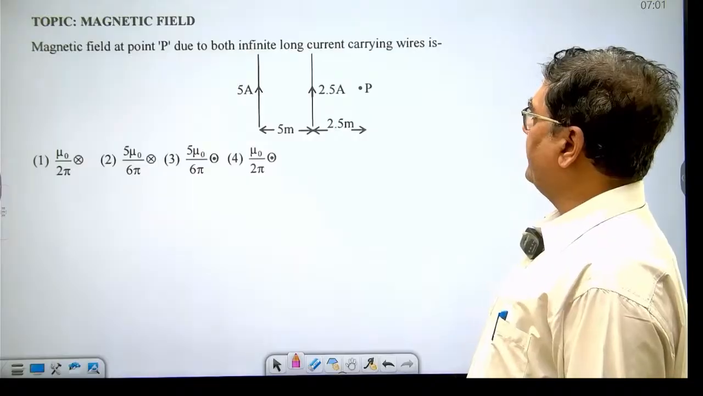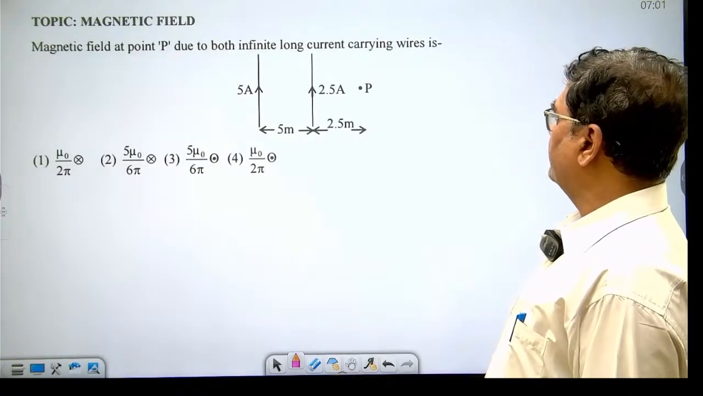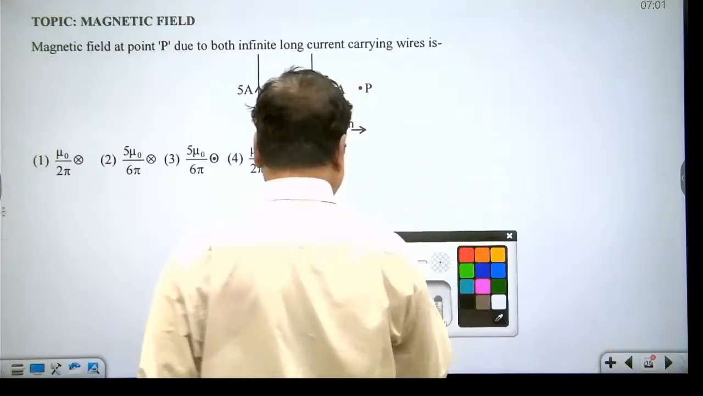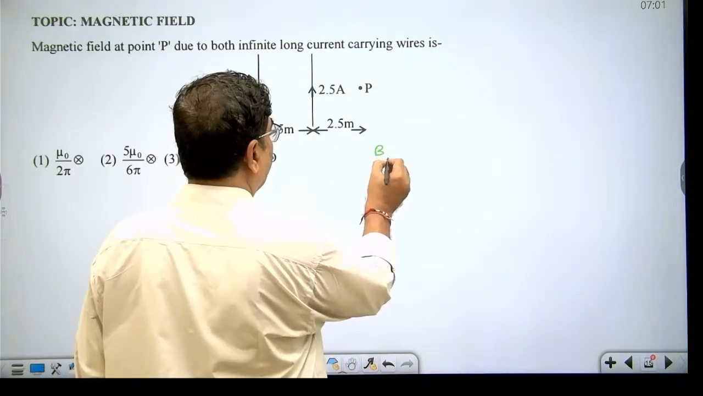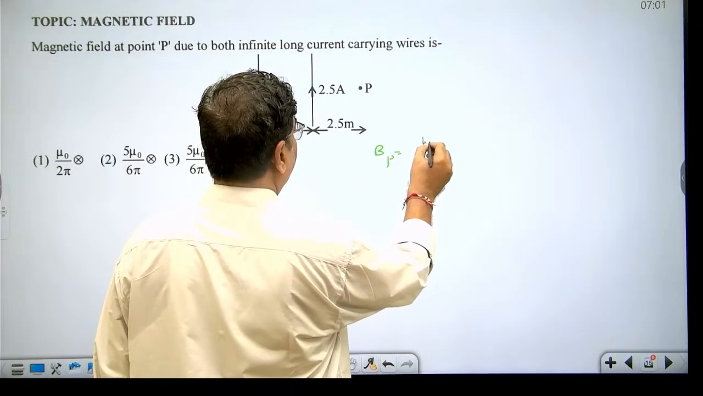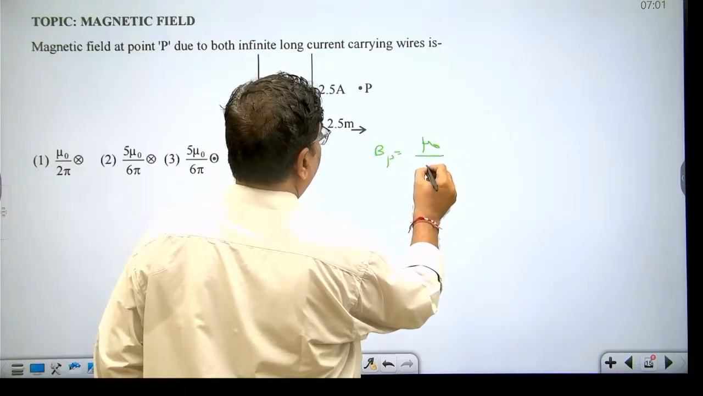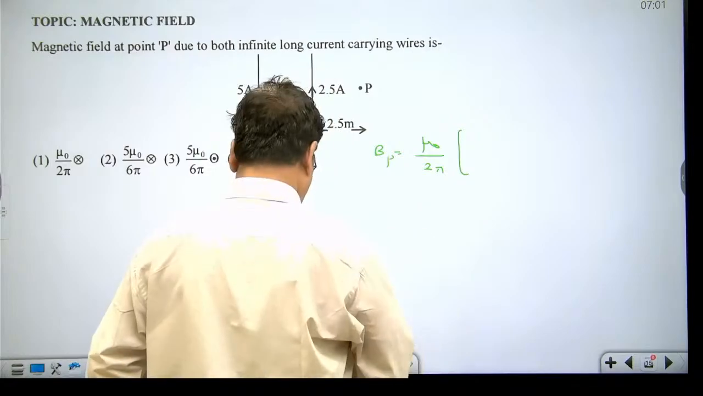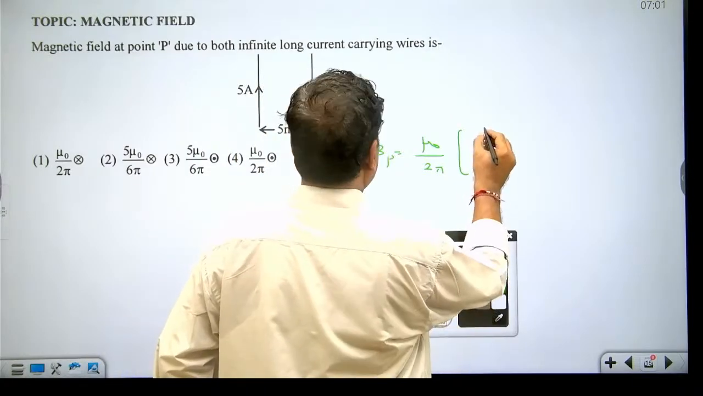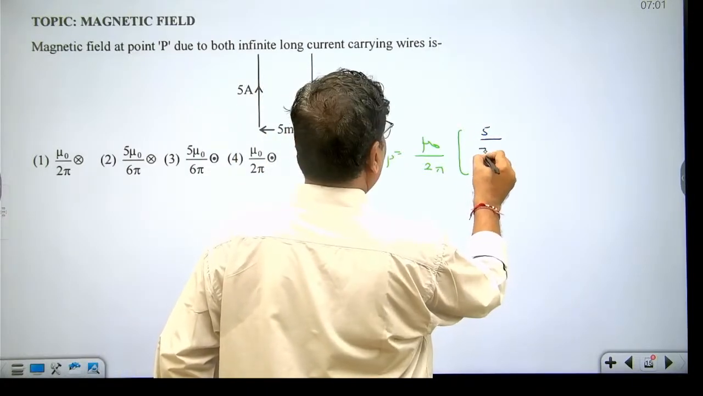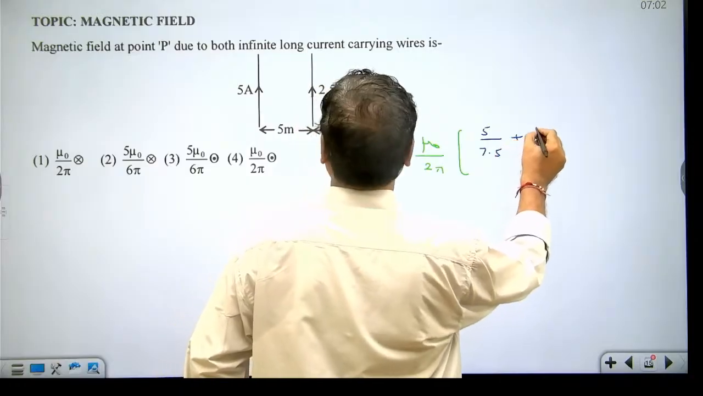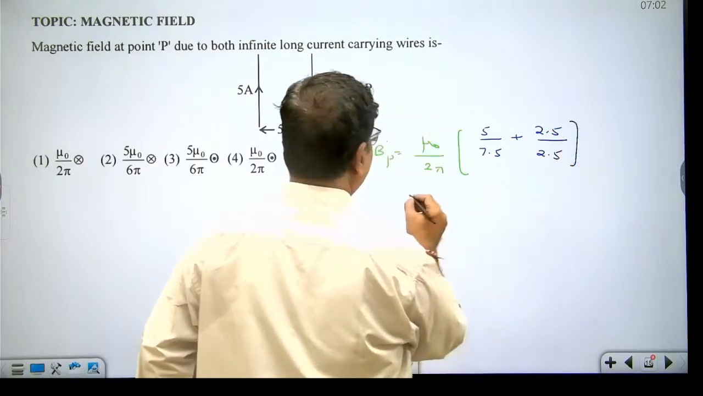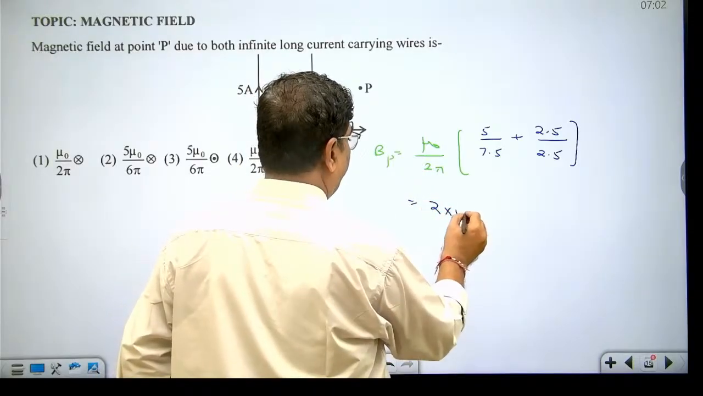Magnetic field at point P due to both infinite long current carrying wires is? Due to an infinite long wire, the magnetic field is mu 0 I upon 2 pi r. Now let's solve. Magnetic field at point P is mu 0 I upon 2 pi r. This is 5 upon 7.5 plus 2.5 upon 2.5. After solving this, mu 0 upon 2 pi is 2 into 10 power minus 7.